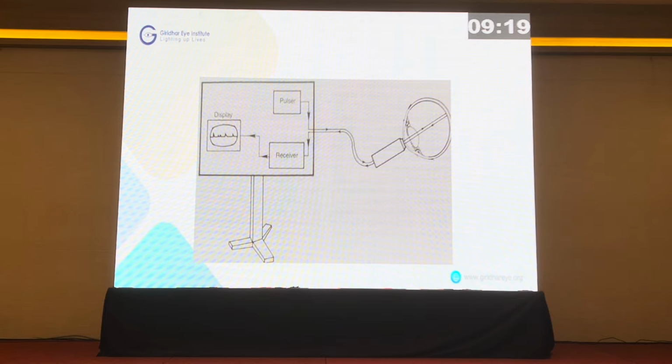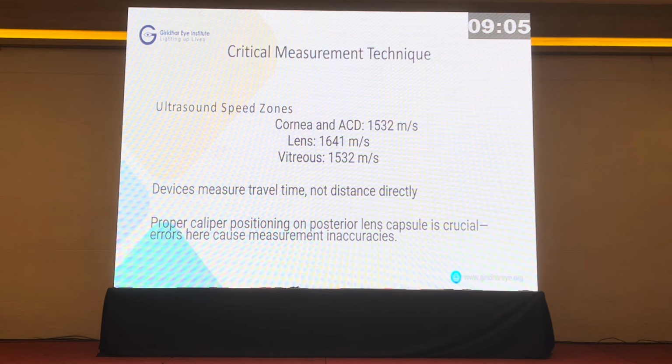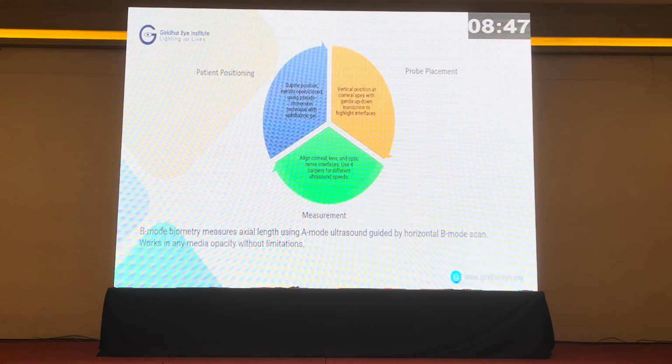This is the basic layout of the machine, how it works. It's the pulser which contains the piezoelectric material, and from the probe it sends in the sound waves. It receives from the same probe, the receiver processes it, and finally it is displayed on the unit. The ultrasound speed zones for the eye: in the cornea and the anterior chamber, the speed of sound is 1532 meters per second. The lens has around 1641 and the vitreous is 1532. The devices actually measure time and not the distance directly, so it's the time delay which is measured.